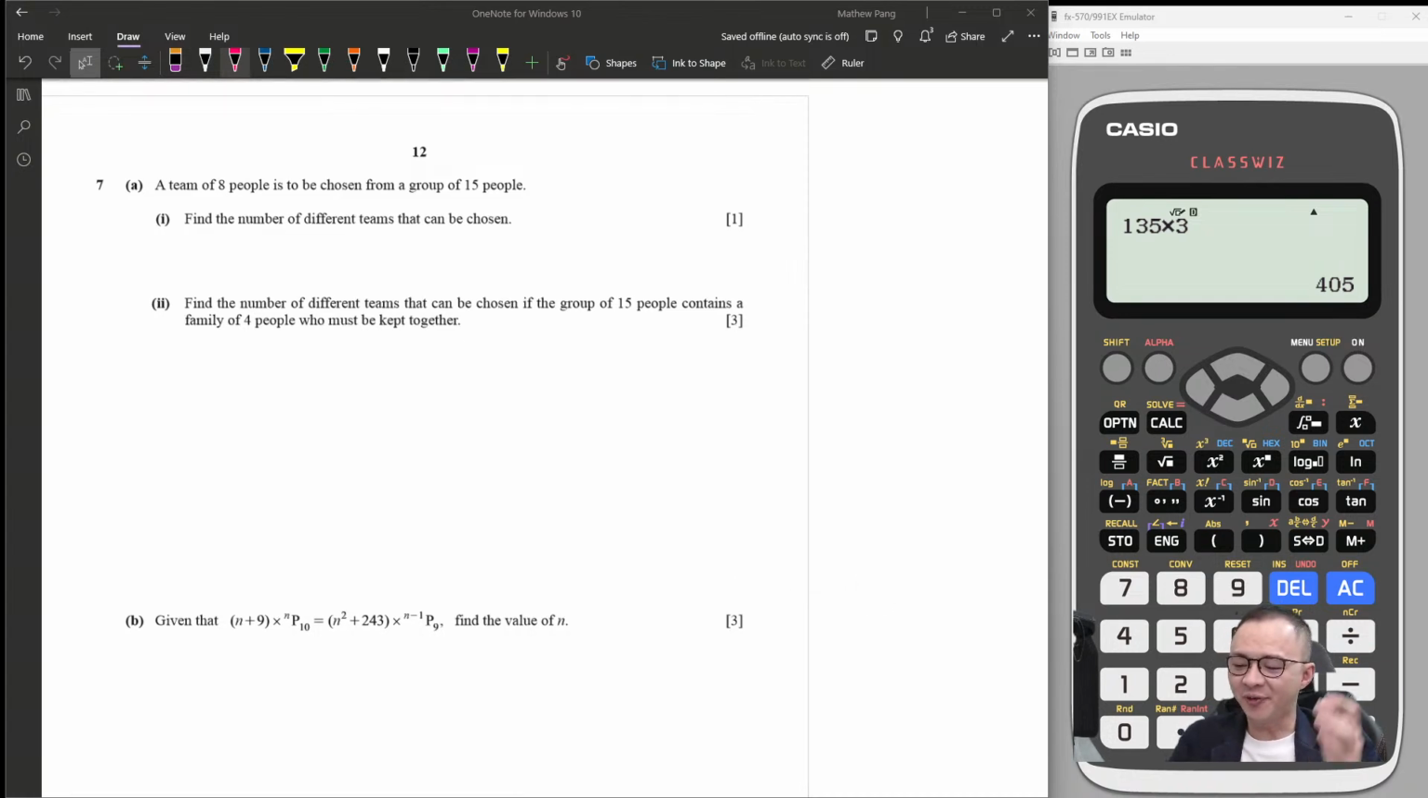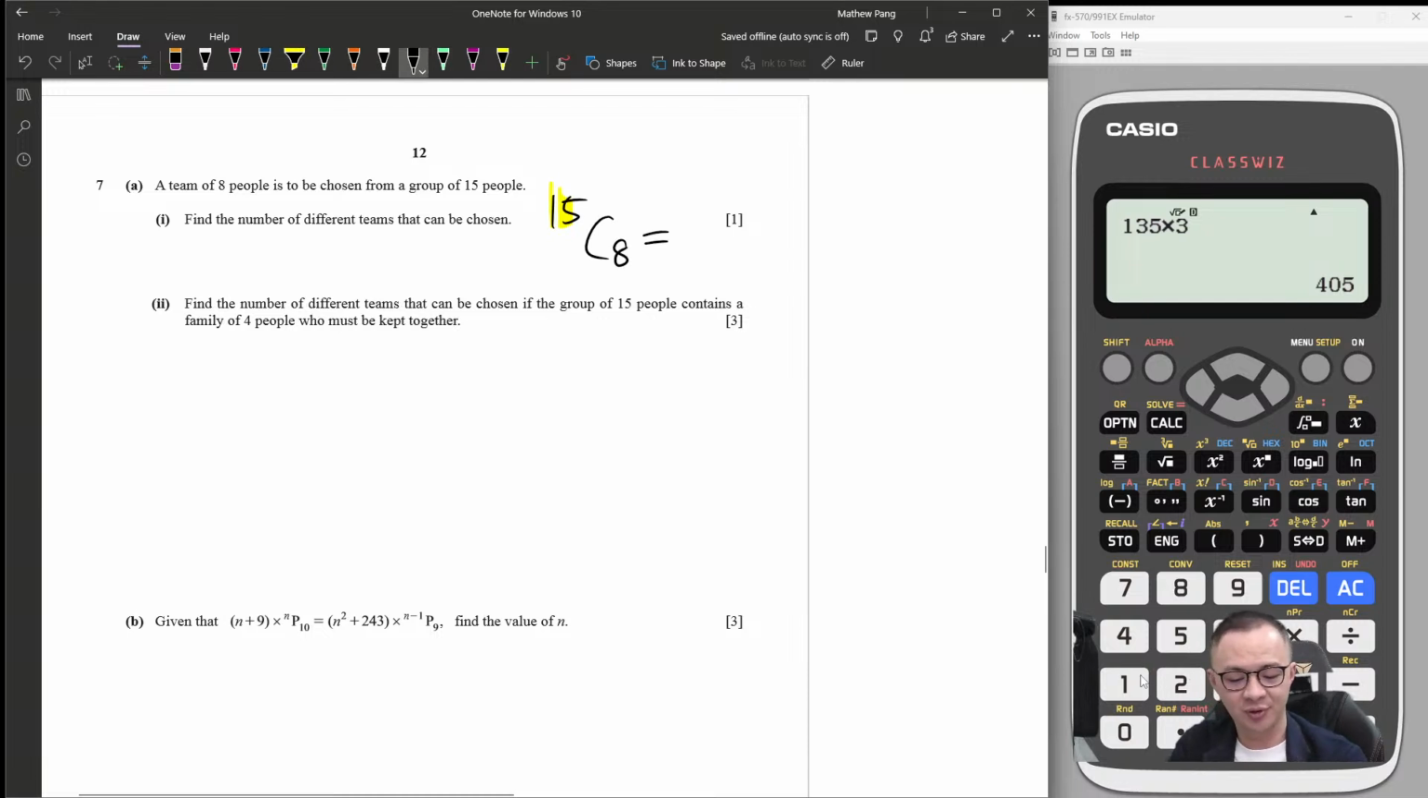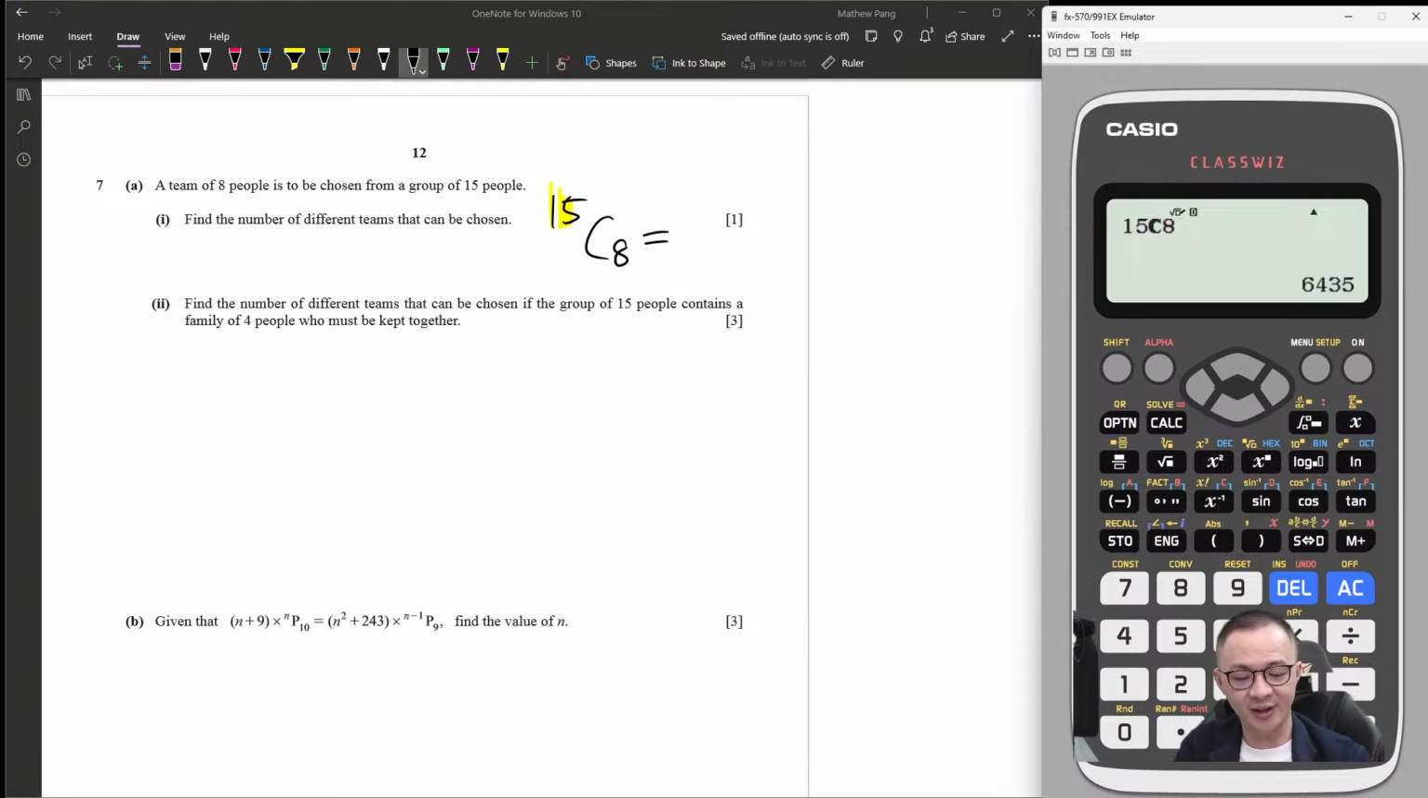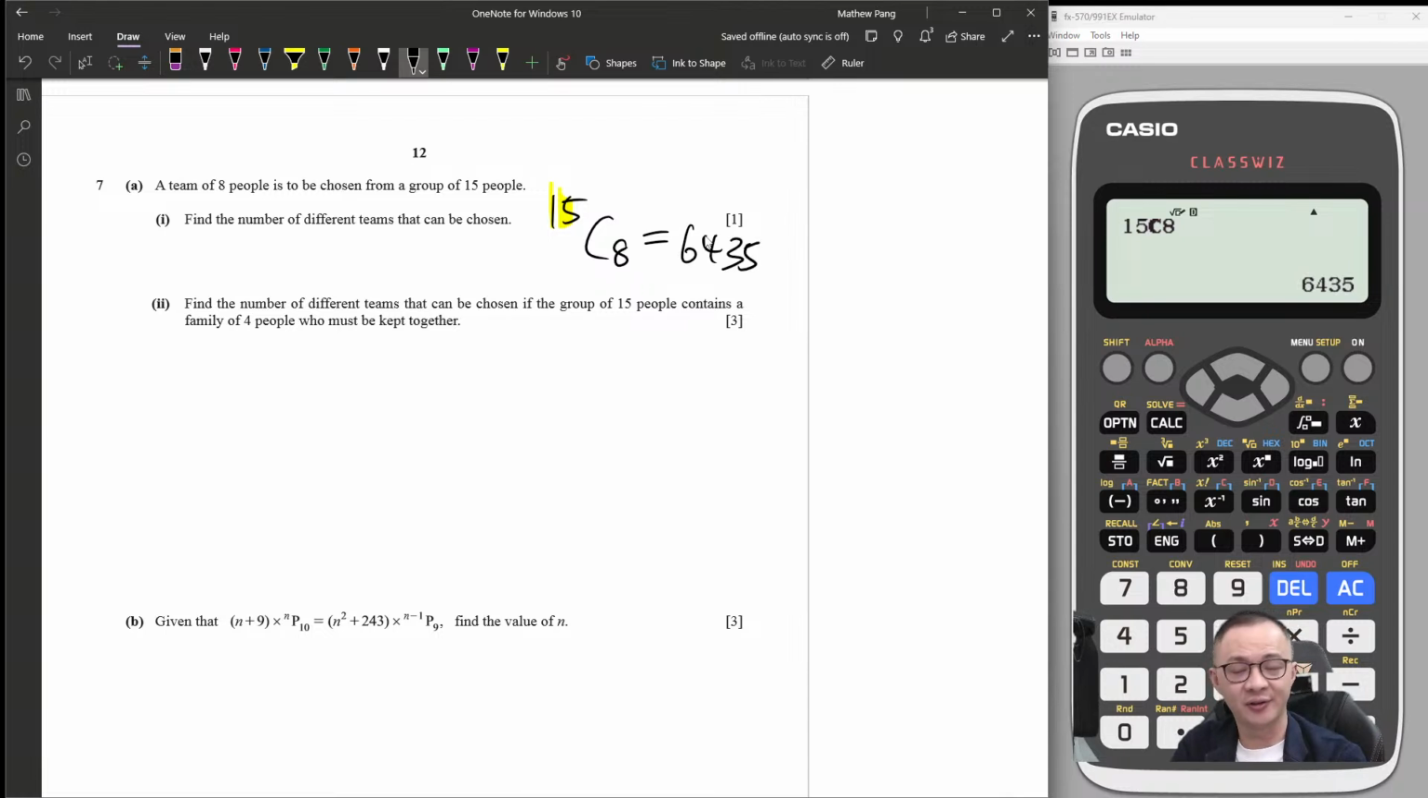Alright, a team of 8 people is chosen from a group of 15 people. Find the number of different teams that can be chosen. Right now you want to choose members, so there's no arrangement involved in the choosing process. So do not use P. We use C in this case. It's a combination. For 15 people, we will just choose 8. Just type in the calculator 15C8. So the answer is 6435.